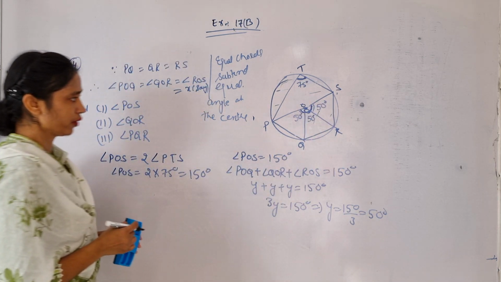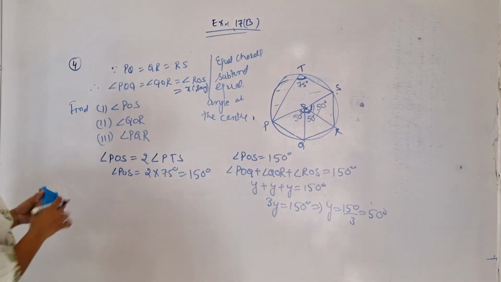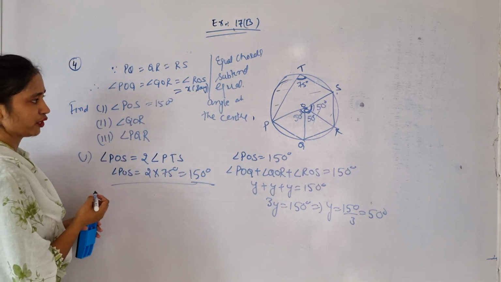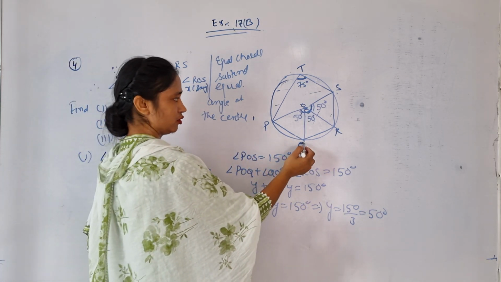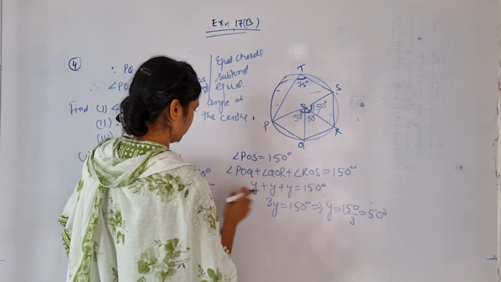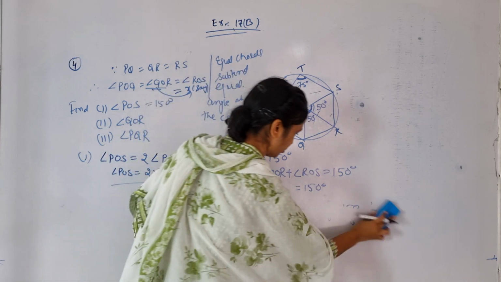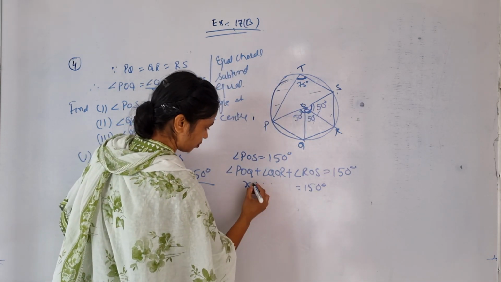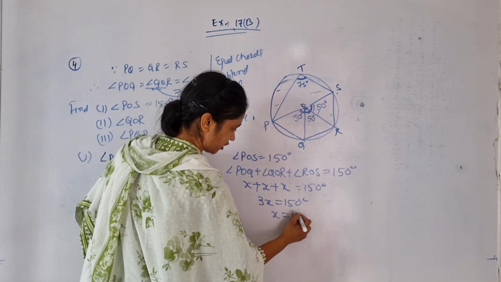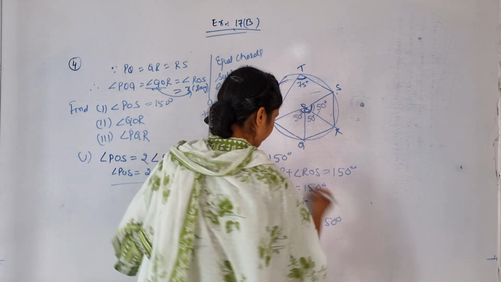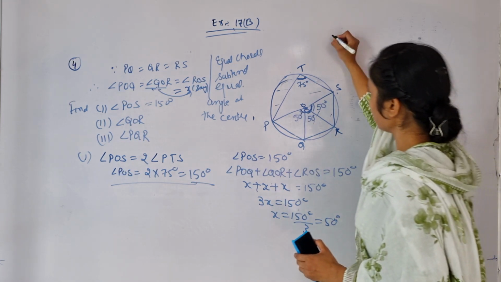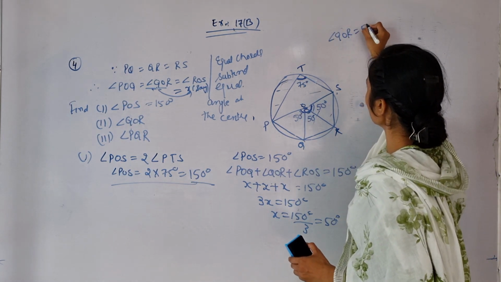So this was the answer of the first part. POS we have calculated as 150 degrees. Now you need to calculate QOR. If we have taken X for each part, then use the same variable there. X plus X plus X, 3x is equal to 150 degrees. X is equal to 150 by 3, which is 50 degrees. So QOR is equal to X, which we have calculated as 50 degrees.